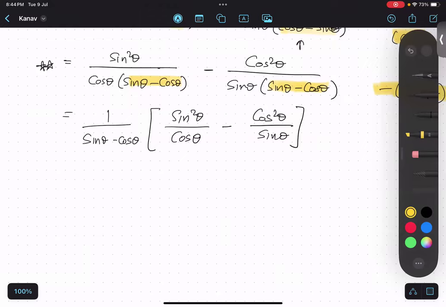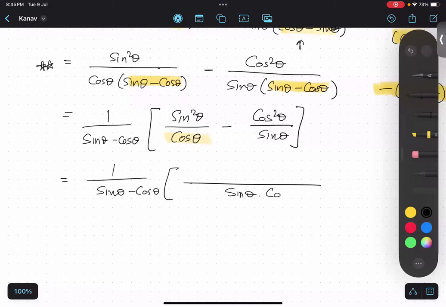Now again I will take the LCM over here. So what will be the LCM? Sine theta cos theta. Let me write the bracket. So the LCM would be sine theta cos theta. And similarly, over here, this will get multiplied by this, and this will get multiplied by this. Cross multiplication once again. So the numerator will become sine cube theta minus cos cube theta.